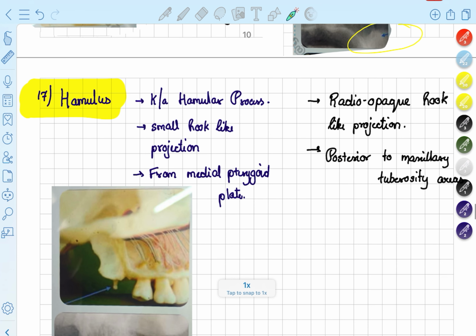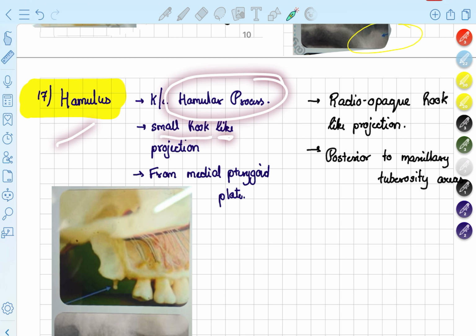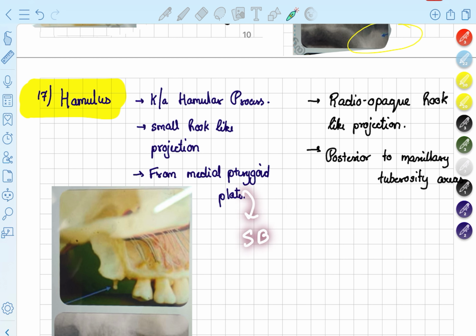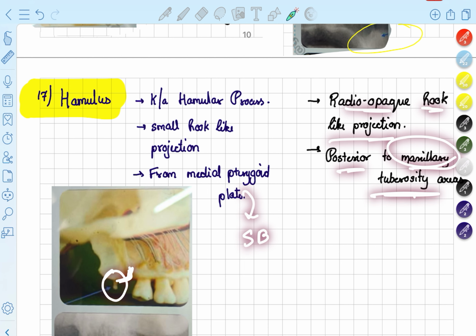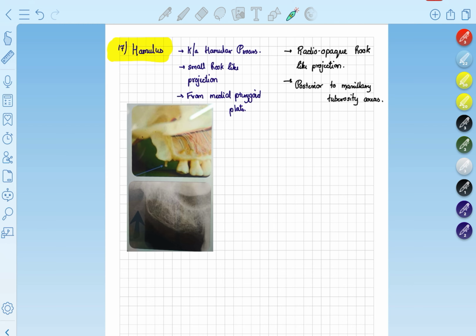The hamulus is nothing but the hamular process, which is a small hook-like projection. As we can see, it is a small hook-like projection. It comes from the medial pterygoid plate. As we have seen earlier, the medial pterygoid plate is part of the sphenoid bone. It is a radio-opaque hook-like projection posterior to the maxillary tuberosity area. This is the maxillary tuberosity, and this is the hook-like structure. So these were the structures seen in maxilla.